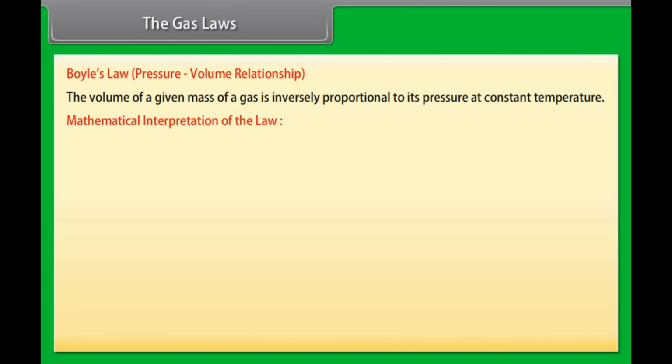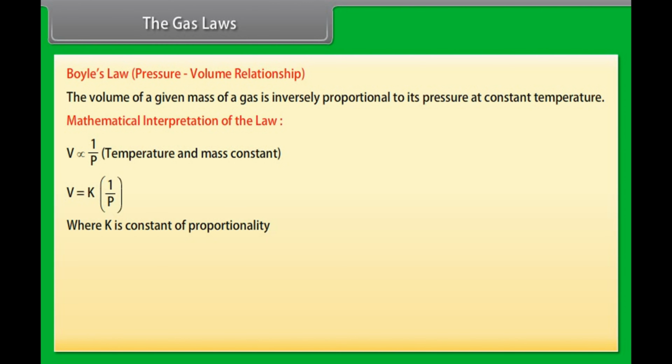Mathematical interpretation of the law. Volume is inversely proportional to pressure at constant temperature and mass. V is equal to K into 1 by P, where K is constant of proportionality. PV is equal to K is equal to constant.